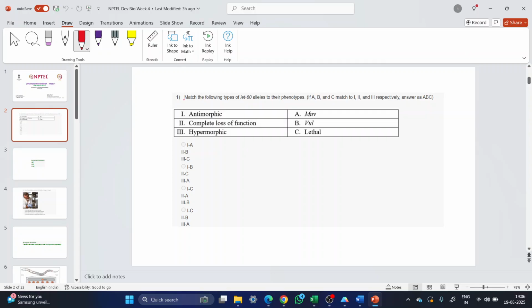But since this is an antimorphic allele which acts dominant negative, negative means it will not form vulva, and dominant means that it is dominant to the wild type. So the phenotype would be vulvaless. That means there won't be any vulva formation. So the antimorphic allele basically produces a mutant protein that interferes with the wild type protein.